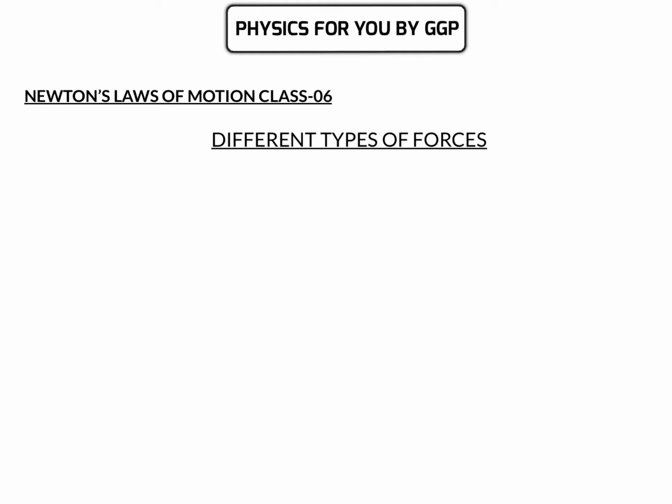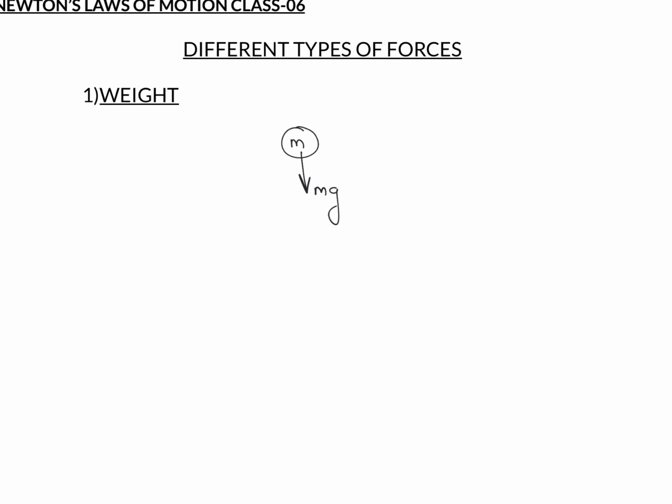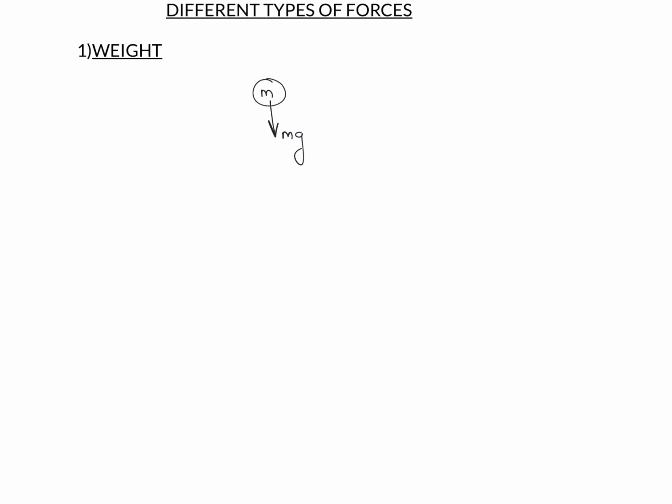Welcome all to Newton's Laws of Motion class 6, in which we'll discuss different types of forces that we use in this topic, Newton's Laws of Motion. So the first force is weight, which is the force exerted by gravity on an object. If you consider an object on the surface of Earth or near the surface of Earth, gravity will exert a force, which is the weight acting on the object, represented by mg, and the direction of gravitational force is always towards the center of Earth.